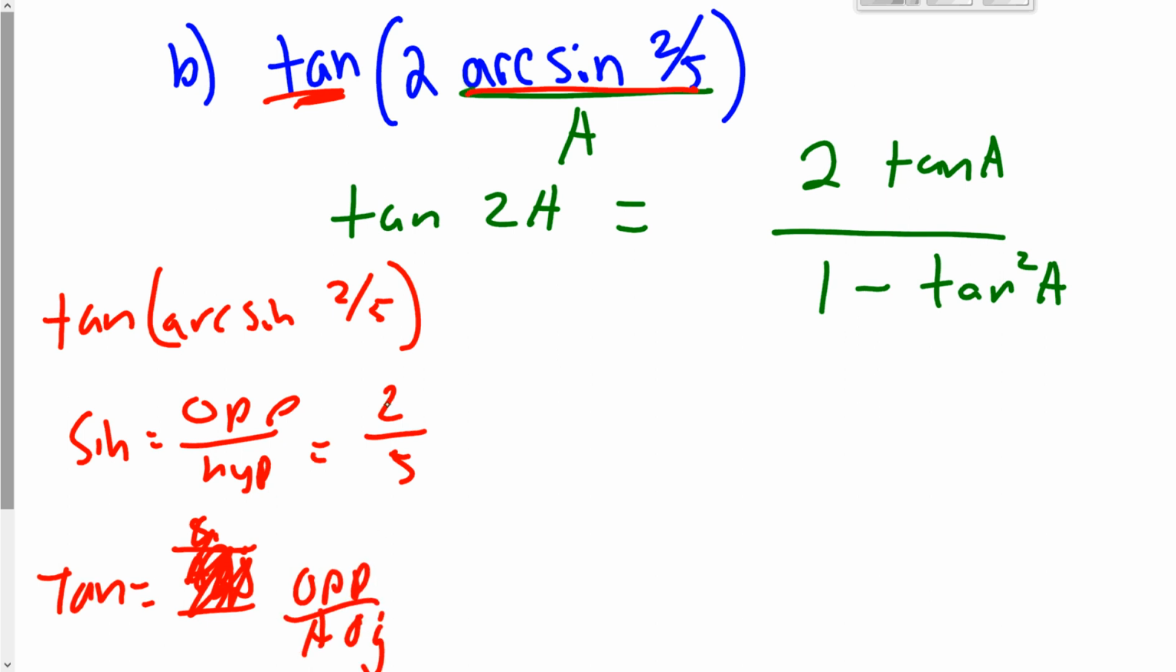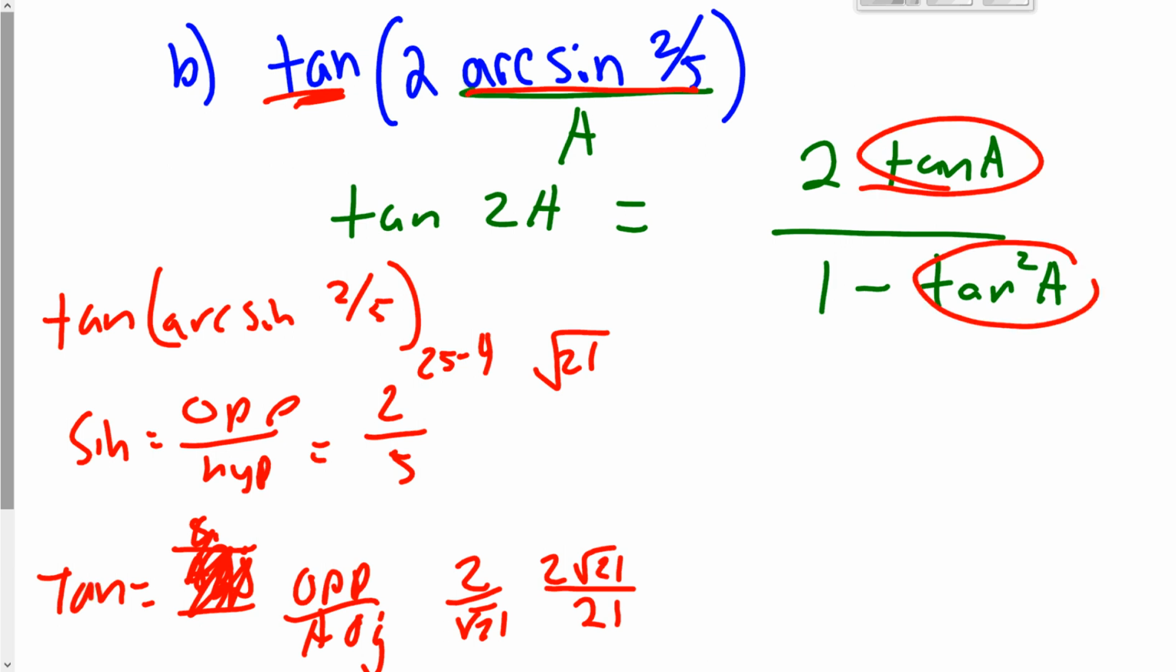Well, I can use Pythagorean theorem, so I can square these two. So that'd be 4, and then I'm going to take 25 minus that 4, so that's 21, so that's square root 21 is my adjacent, so that means tan of a would be opposite, which is 2 over square root 21. And you can go ahead and rationalize that now if you want to, so that's 2 root 21 over 21. So there's my tan of a, right? So then I can plug it in for tan of a here, and then down here I'm going to have to square it, right?